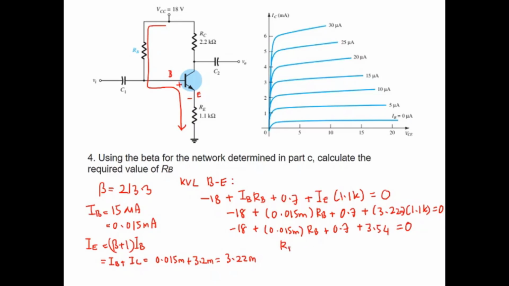So we know this RB is equal to 18 minus 0.7 minus 3.54, which is 13.76, over 0.015 milli. So here we get 907.3 kilo ohm. So this is the answer for the RB.